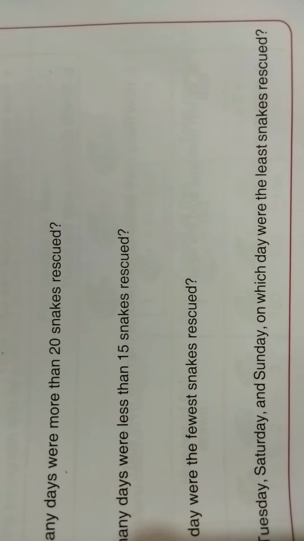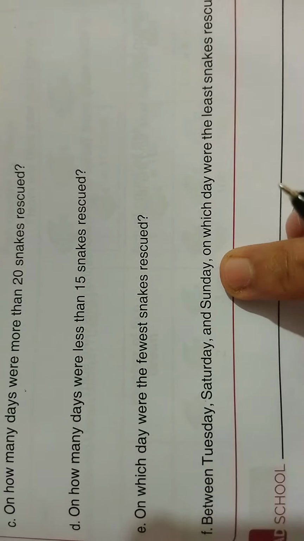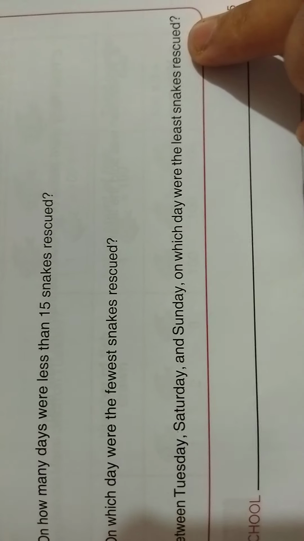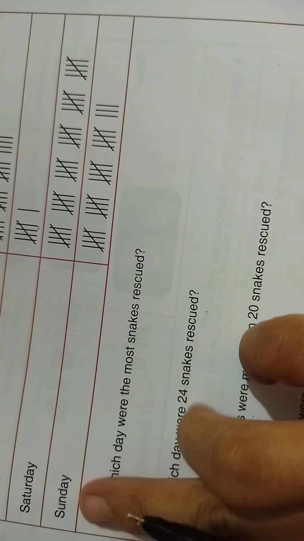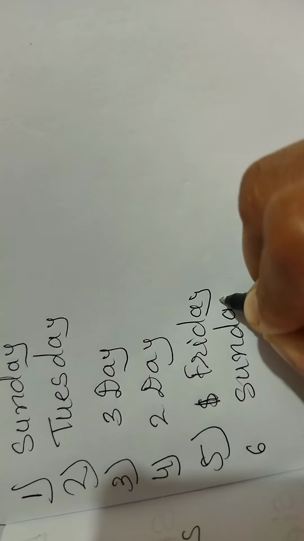Now the last question: between Tuesday, Saturday and Sunday, on which day were the fewest snakes rescued? So in that we have to write Sunday. What we have to write? Sunday. The sixth answer is Sunday.